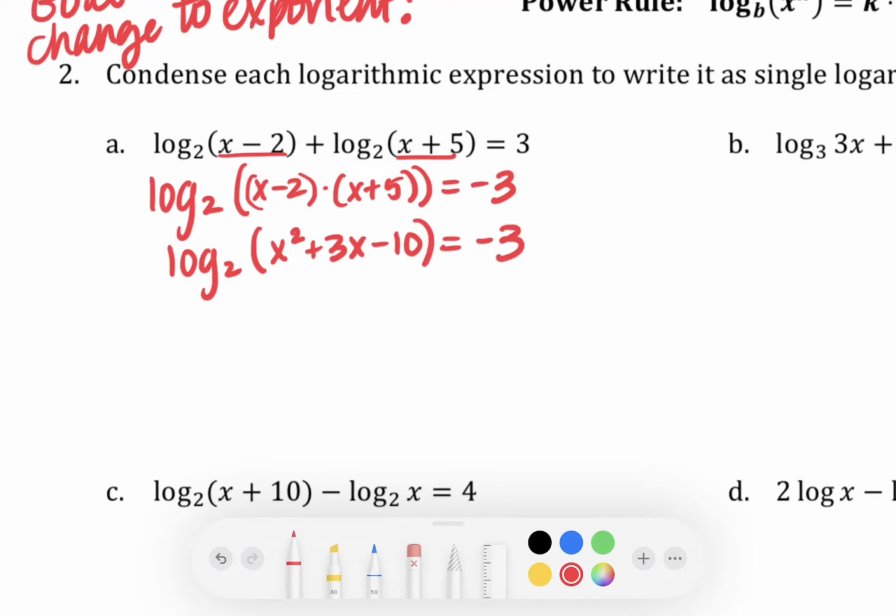And now I do just have one log. If you notice, I have log of something equals that. So I have just one log. Let's go ahead and turn it into an exponent. Just like when we were going the opposite direction, the base stays the base. And just like when we were doing exponents, we're going to say the base to the power of negative 3 equals all of this.